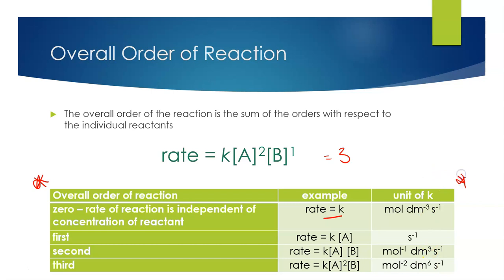So these are the standard expressions and units where you have a zero, first, second, and third order reaction overall. Remembering that the overall order of the reaction is given by the sum of the indices from the rate expression.